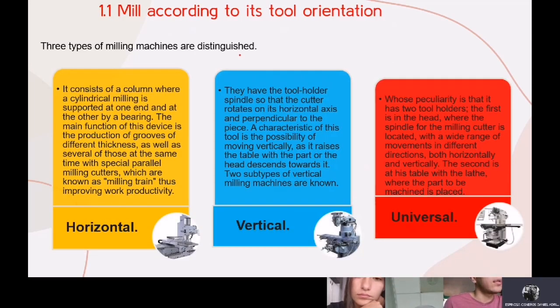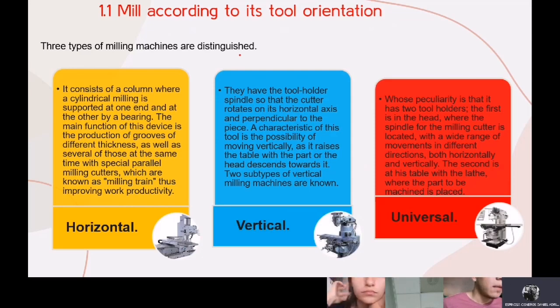Milling according to each tool orientation. Three types of milling machines are distinguished. It consists of a column where a cylindrical milling cutter is supported at one end and the other by a bearing. The main function of this device is the production of rods of different thickness, as well as machining several pieces at the same time with special parallel milling cutters, which are known as a milling train, thus improving work productivity.